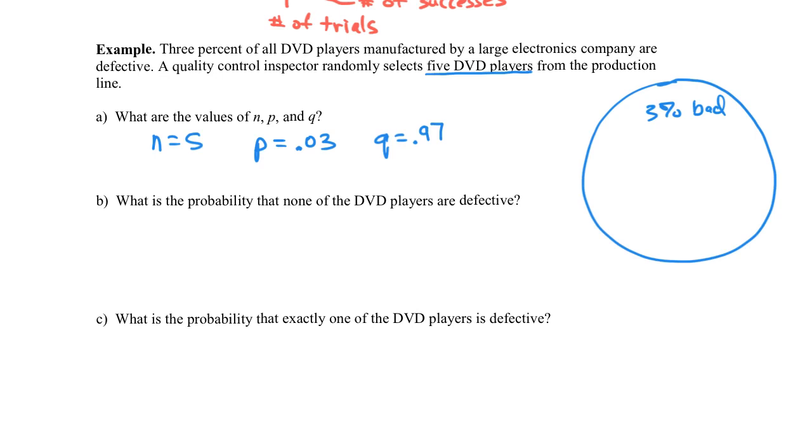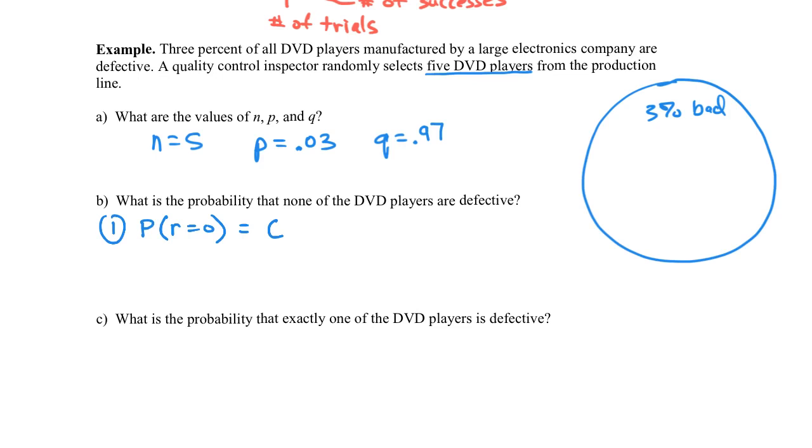So when it says what is the probability that none of the DVD players are defective, none means that we are picking no bad ones. So R equals 0. R is the number of successes, so R equals 0. If we were going to use that formula that I mentioned, we would write the probability that R equals 0 equals, using that formula above on this handout.